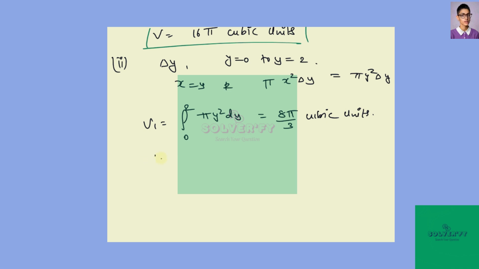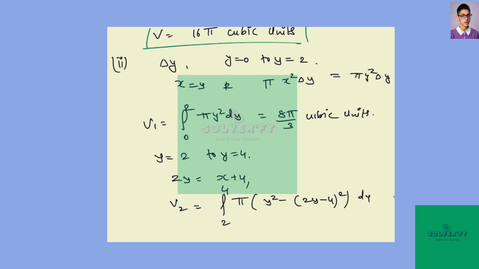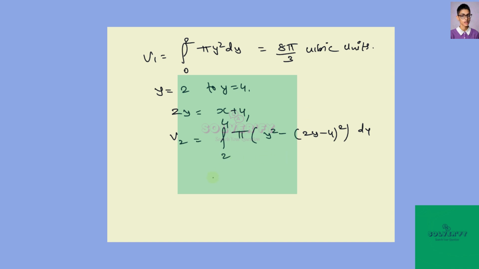Now similarly, for y equals 2 to y equals 4, the volume V can be calculated using inner and outer radius. Here from the line y equals (x plus 4)/2, our volume equation will be V2 equals the integration over 2 to 4 of pi multiplied by (y squared minus (2y minus 4) whole squared) dy. On further simplification, we have volume V2 equals 8 pi cubic units.